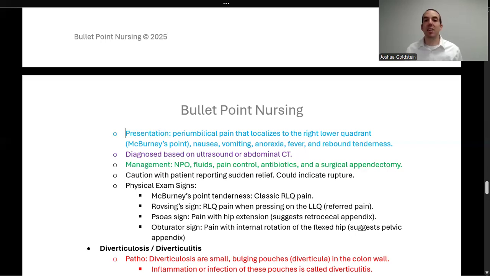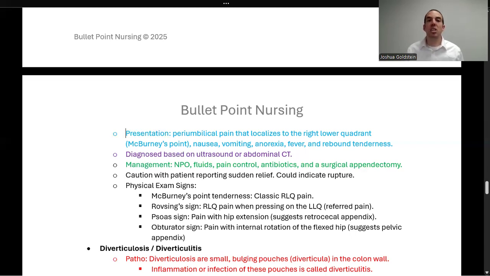And even though they have that sudden relief, they're heading to be 10 times worse than they were. Physical examination signs, McBurney's point, and all of these, Rovsing, psoas, and obturator, are associated with appendicitis. McBurney's point is classic right lower quadrant pain. Rovsing sign is right lower quadrant pain when we press on the left lower quadrant.